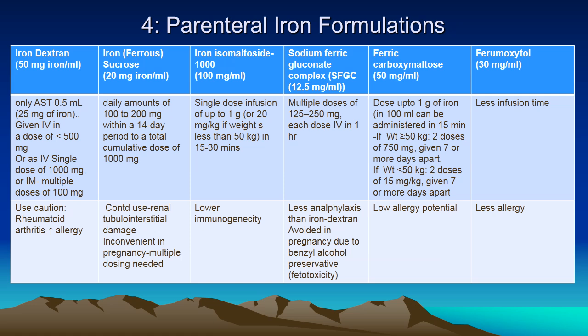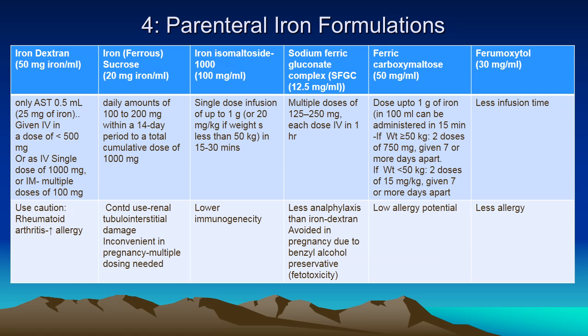Particularly, iron dextran is always given after a sensitivity test because of potential for allergic reactions and anaphylaxis, and iron sucrose is given in split doses of 200 milligram at one sitting, and the total dose is 1 gram to be given within 2 weeks. And this compound, when used continuously, may cause renal tubulointerstitial damage, and it is found to be inconvenient in pregnancy. This is because multiple dosing are needed.